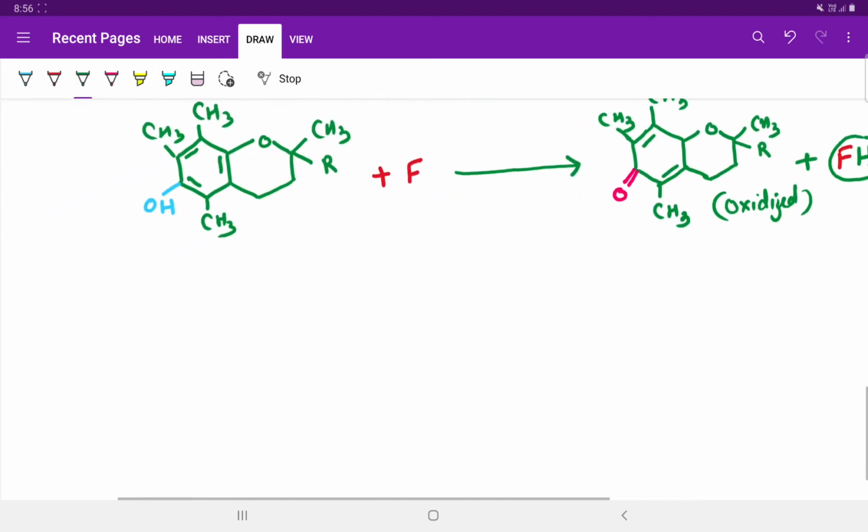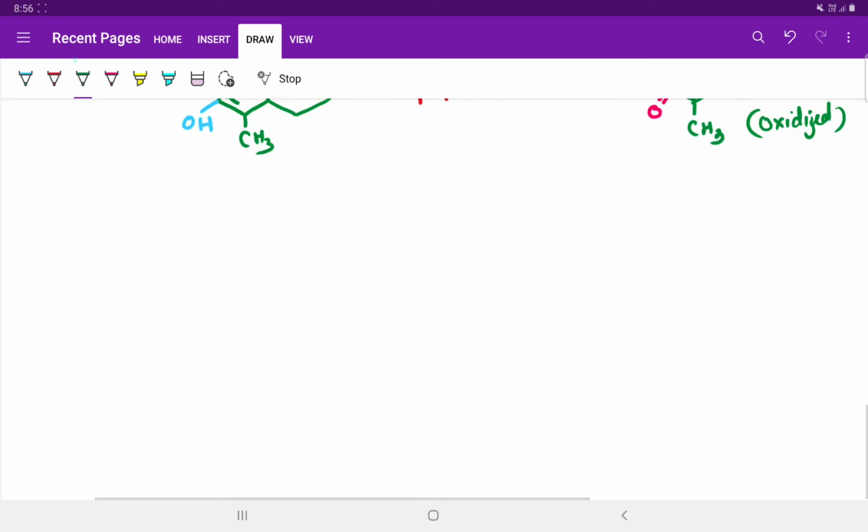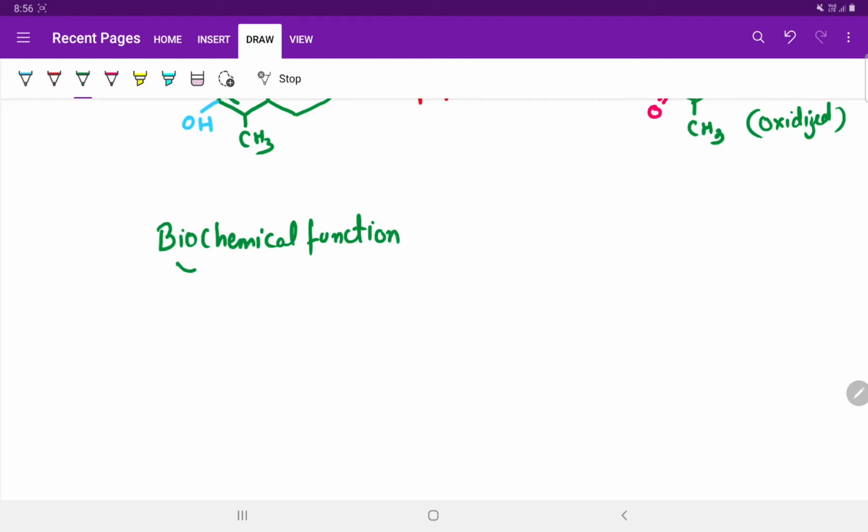So now the biochemical functions. Now there are various biochemical functions of vitamin E and we shall be listing them one by one. The first and the foremost important biochemical function is to maintain the structure and integrity of membrane of the cell. Hence it is regarded as membrane antioxidant.